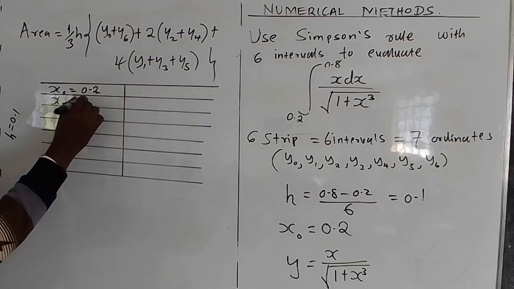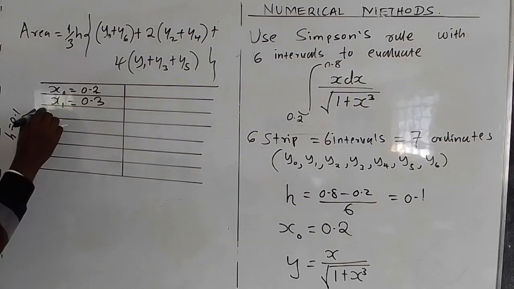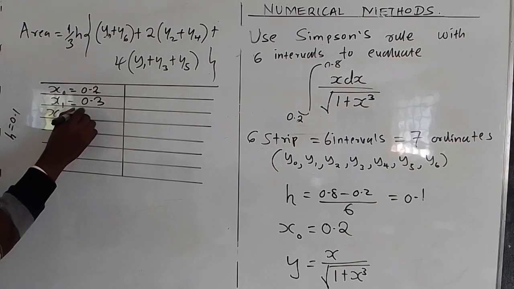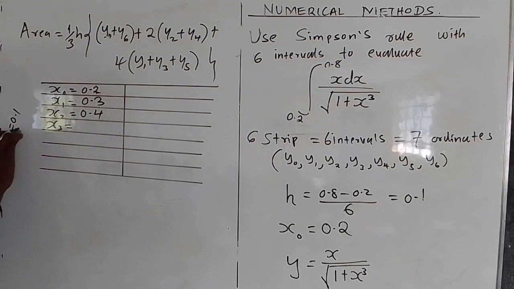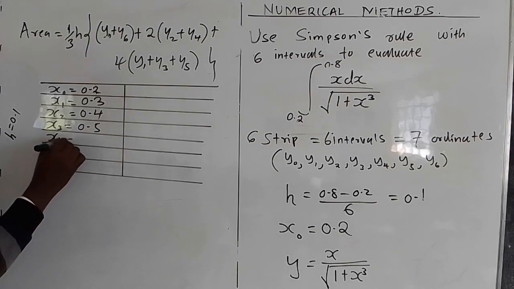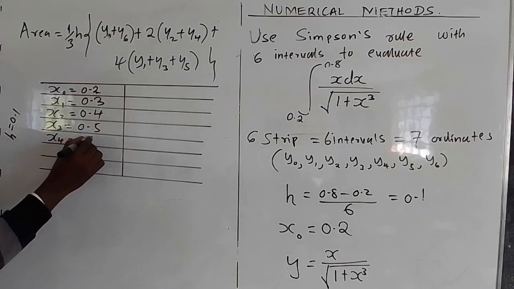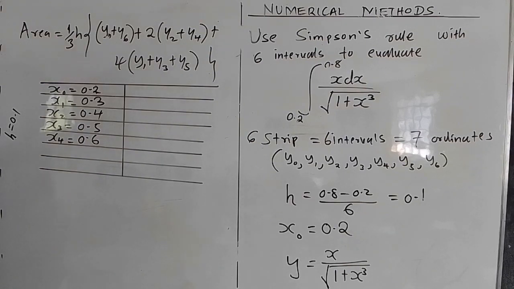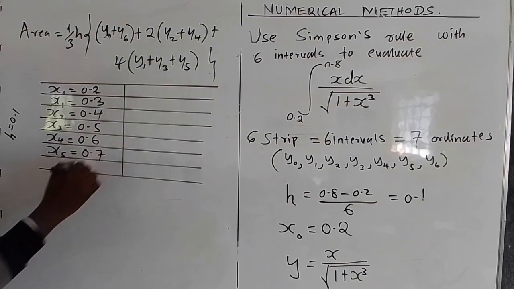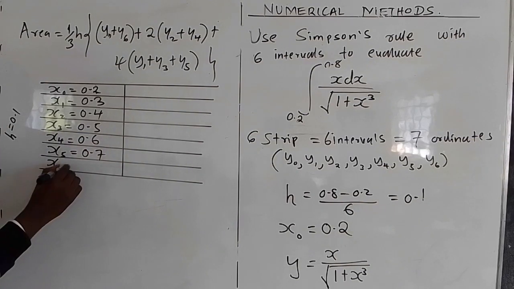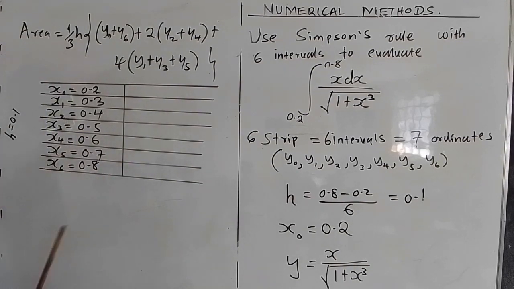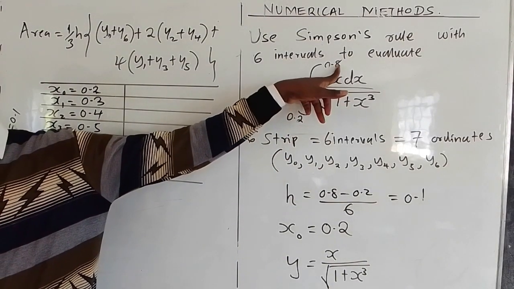x1 is 0.3. Then x2: x1 plus h gives you x2, which is 0.4. Then x3: x2 plus h gives you x3, which is 0.5. Are we together? Then x4: x3 plus h gives you x4, which is 0.6. Then x5: x4 plus h gives you x5, which is 0.7, isn't it? Then x6: x5 plus h gives you x6, which is 0.8. So you see you would have reached the end, 0.8, isn't it?